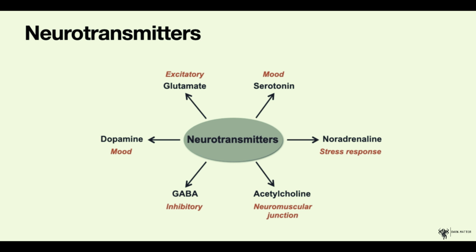Acetylcholine is mostly used in the peripheral nervous system at the neuromuscular junction, which is basically the synapse between a neuron and a muscle. And then basically each neurotransmitter will have a specific receptor that will activate certain signaling cascades inside the cell, but we won't be going into this in detail.